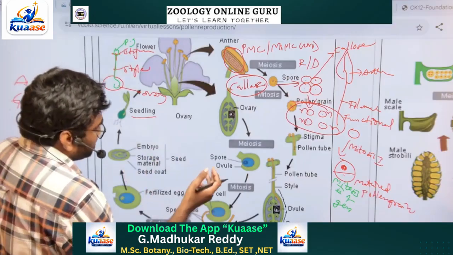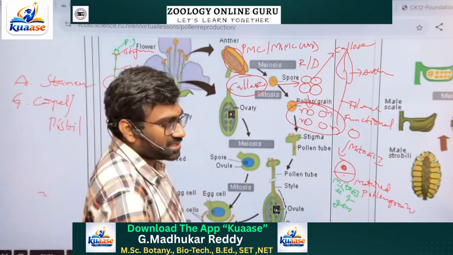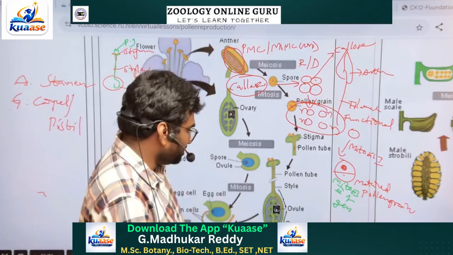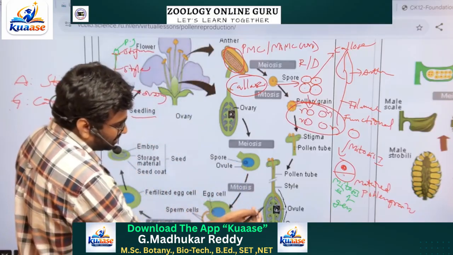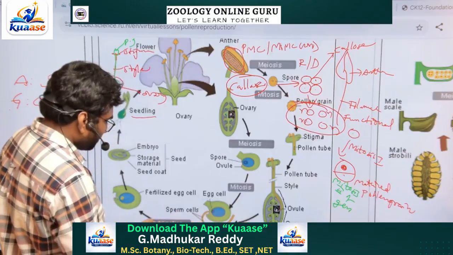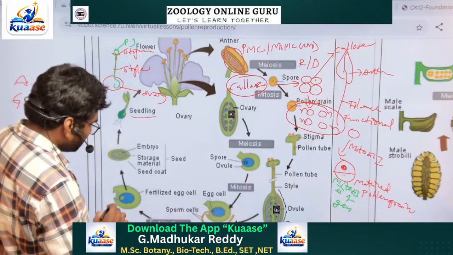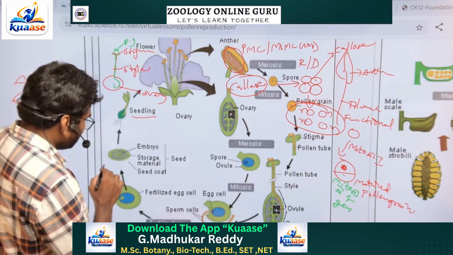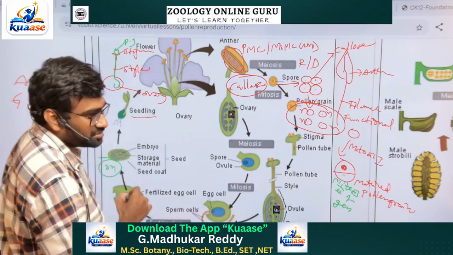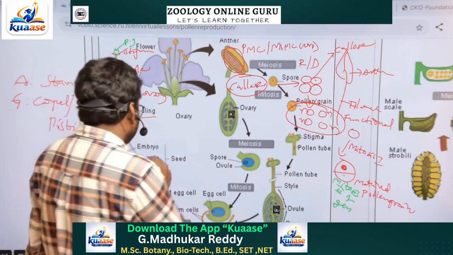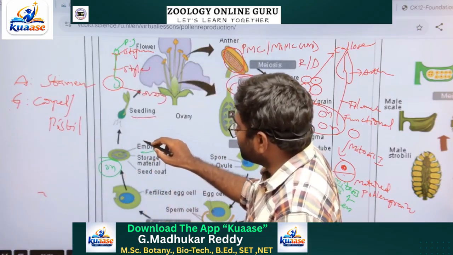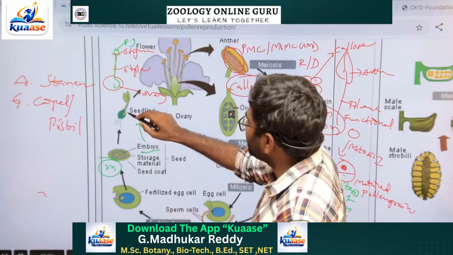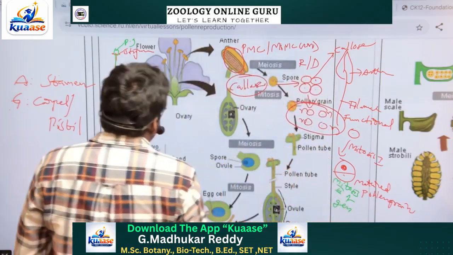Due to the fertilization, the egg cell fuses with the male gamete, and a zygote will be formed, which is diploid in nature. Zygote is diploid in nature, and from the zygote the embryo is formed. From the embryo a small plantlet is formed. From the plantlet a complete plant is formed, right.